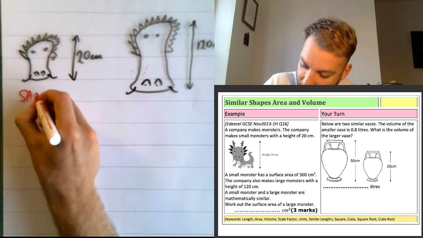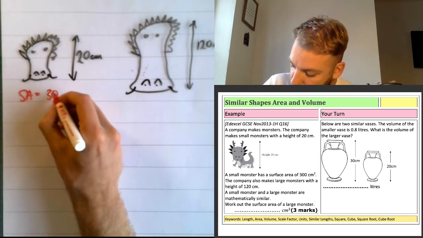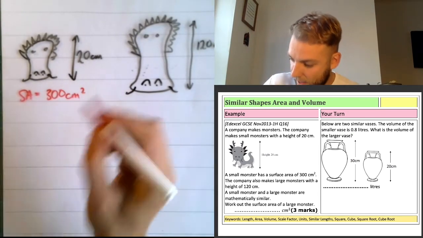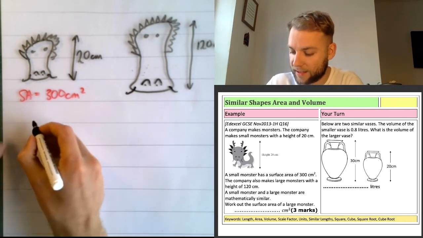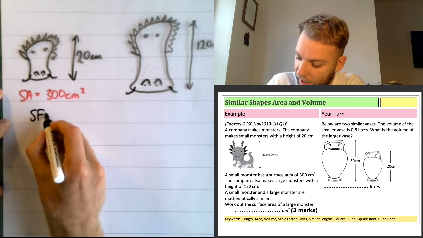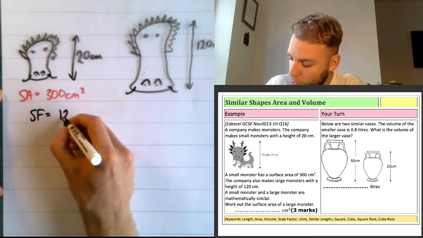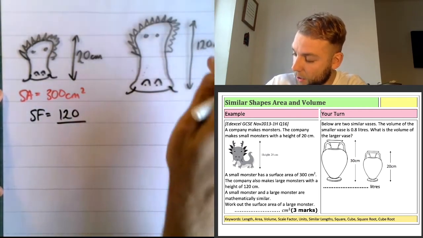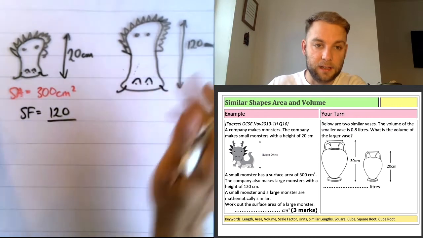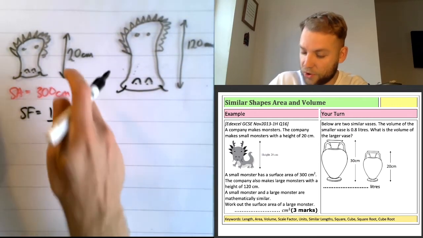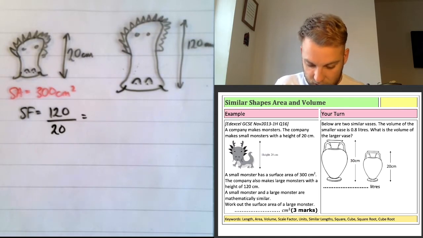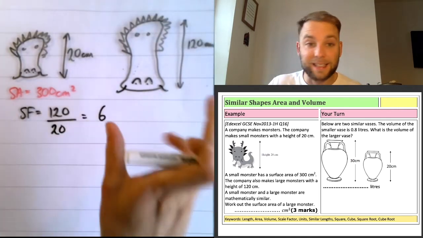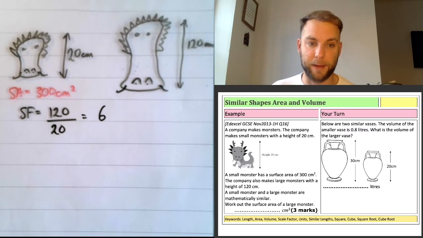Now it says the smaller monster has a surface area equal to 300 centimetres squared. So the first thing I've got to do with this, same as always, is to work out what that scale factor is. So my scale factor is equal to 120 divided by, so my larger similar side, divided by my smaller similar side, which is 20. So 120 divided by 20, which is equal to 6. So this monster here is 6 times bigger.